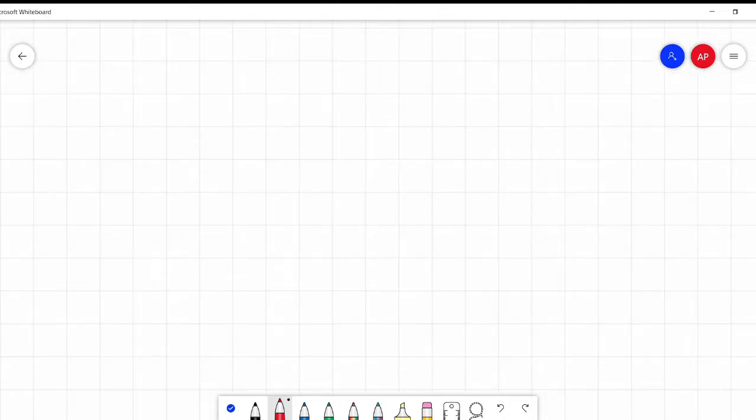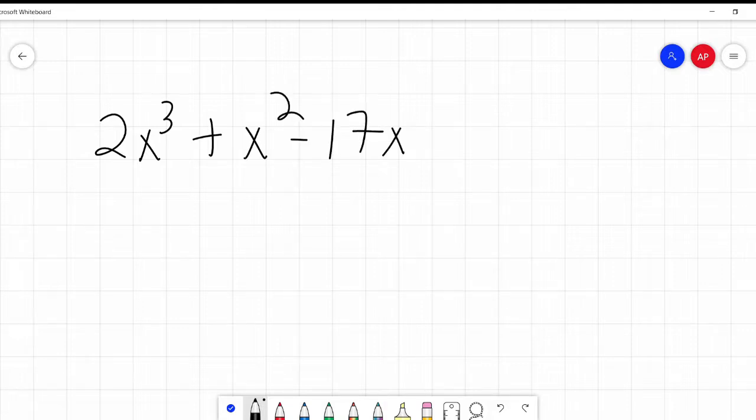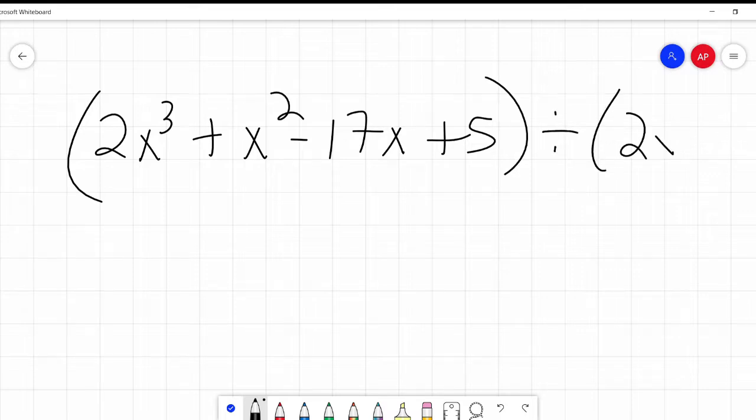The only sort of hiccup you might encounter, and this is unlikely when they're first introducing you to synthetic division, but I'm just going to throw it out here just in case, is if you have something like, say, 2x cubed plus x squared minus 17x plus 5, and they want you to divide that by 2x minus 5. As you might notice, this is a 2 here. It's not just the x minus 5 or x plus 4, things like that we did before.